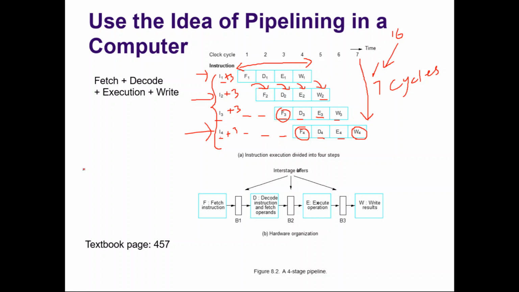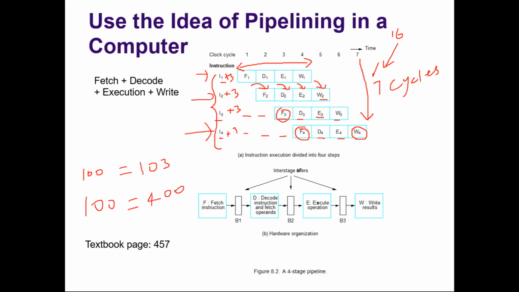Okay. So if you take the 100th instruction, it will be completed at which clock cycle? 103 clock cycle. I am saying with pipelining it will be completed at 103 clock cycle. Okay. So without pipelining, for 100 instructions you need how many clock cycles? You need 400 clock cycles, because each instruction needs 4 clock cycles.